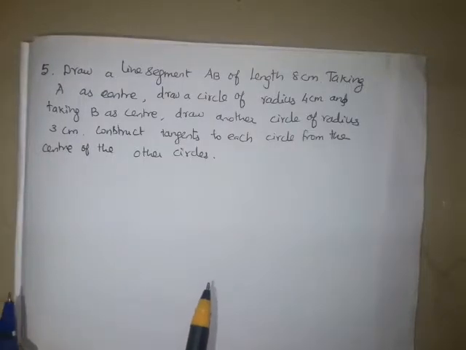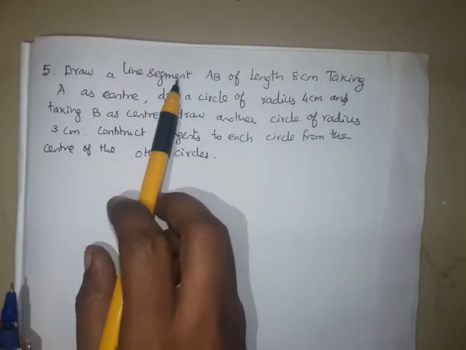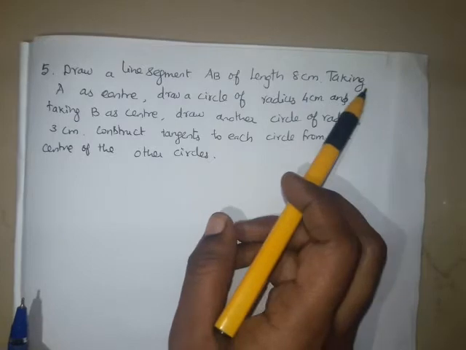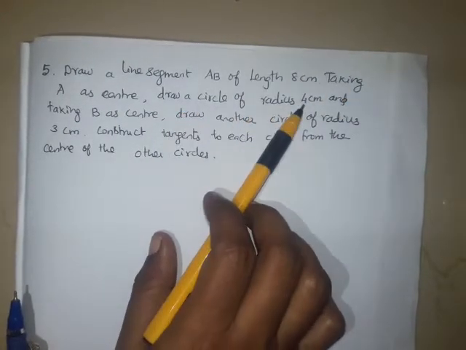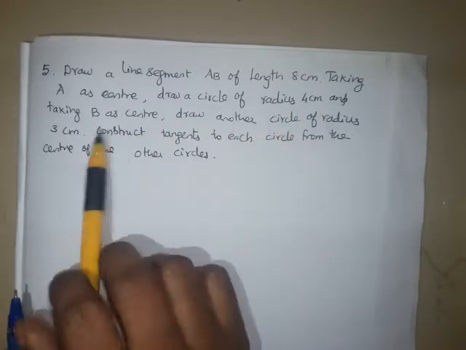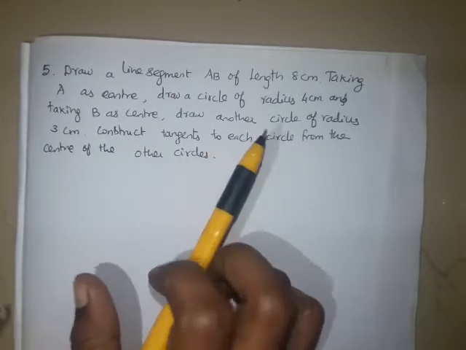Hi students, exercise 11.2, fifth question. Draw a line segment AB of length 8 cm. Taking A as a center, draw a circle of radius 4 cm and taking B as a center, draw another circle of radius 3 cm. Then construct tangent to each circle.